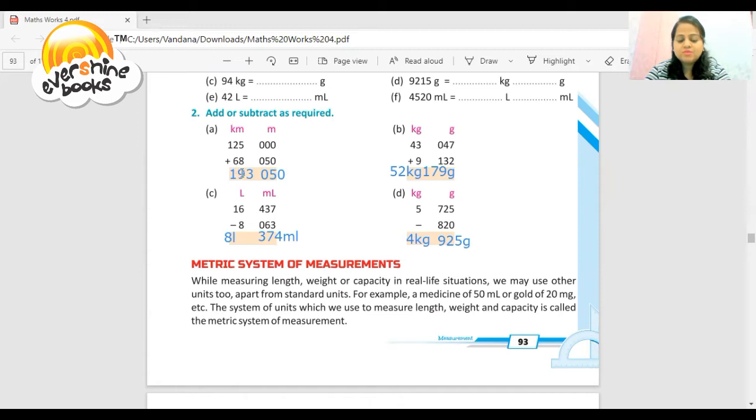And these are your addition sums. You will get the answer 193 kilometer and 50 meter. Here you will get the answer 52 kilogram and 179 gram. In this, liter and milliliter form, you will get the answer. After subtracting, you will get the answer 8 liter 374 milliliter. Now in this D question, you will get the answer 4 kilogram 925 gram. Just look at the sign first and do the sums. Okay, got it? Yes, very good.